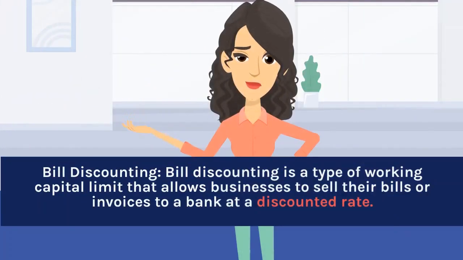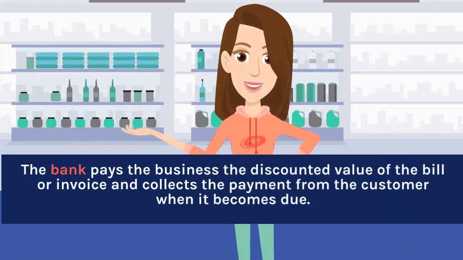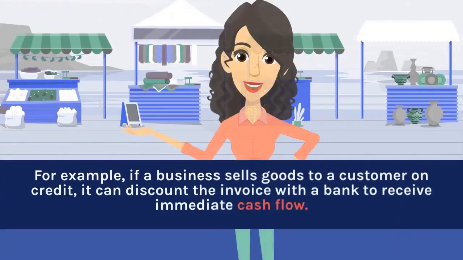Bill discounting. Bill discounting is a type of working capital limit that allows businesses to sell their bills or invoices to a bank at a discounted rate. The bank pays the business the discounted value of the bill or invoice and collects the payment from the customer when it becomes due. For example, if a business sells goods to a customer on credit, it can discount the invoice with a bank to receive immediate cash flow.